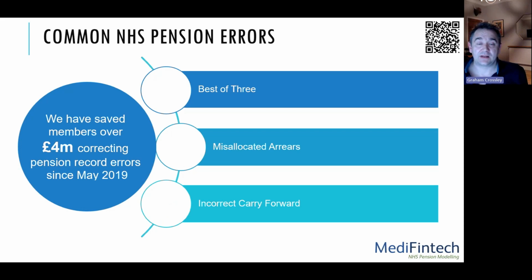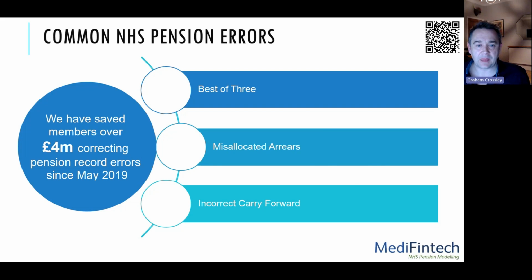And then the last one is incorrect carry forward, because under annual allowance, you're allowed to use any unused allowance from the last 3 years, but those 3 years are impacted by the 3 years before them. So we see a lot of the time people don't use the right numbers in order to calculate what their tax liability is.